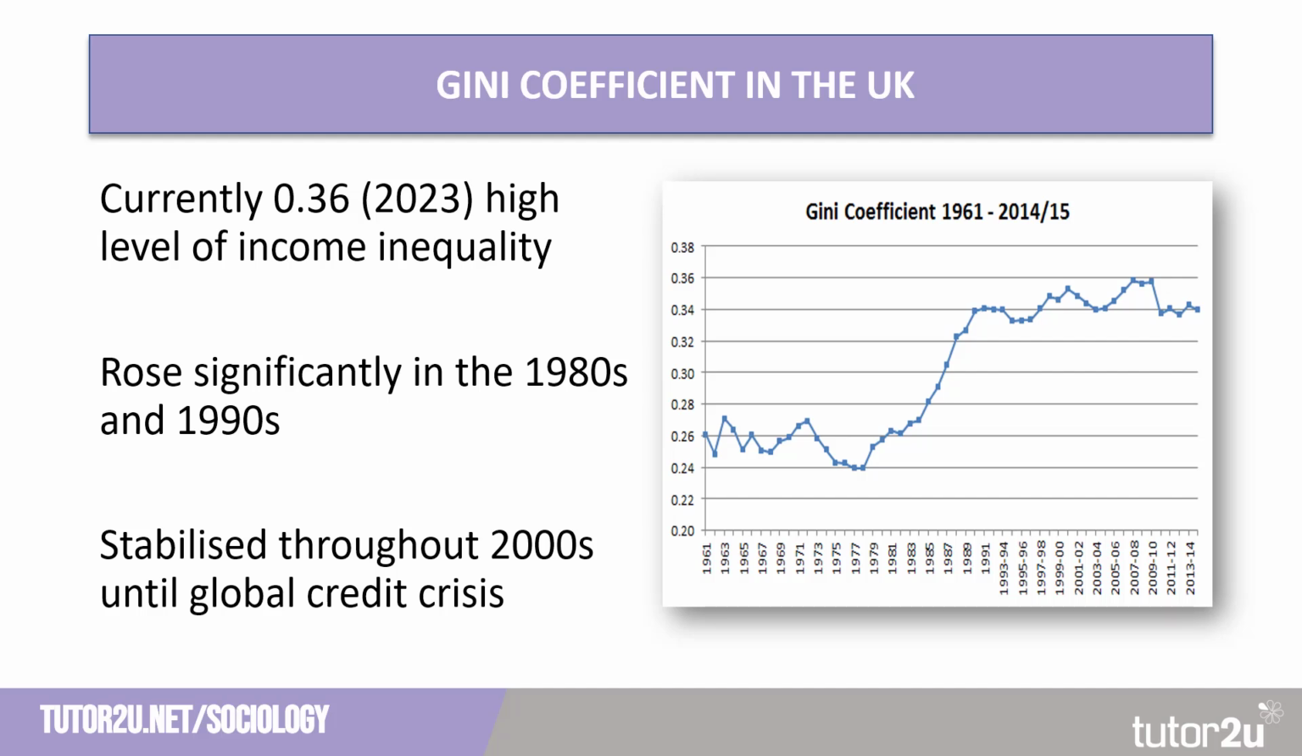However, the global financial crisis of 2008 led to renewed concerns about rising inequality. Post-2010, the UK implemented austerity measures aimed at reducing public sector debt, which disproportionately affected lower income households. These measures, coupled with slow wage growth, have contributed to persistent income inequality.